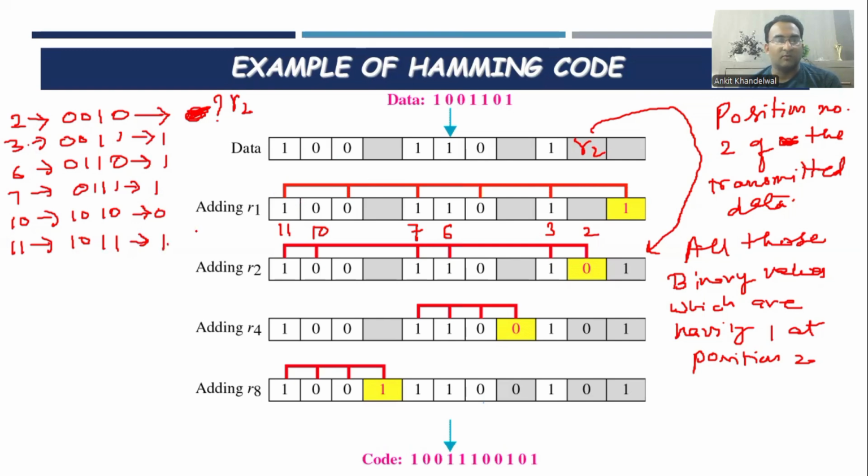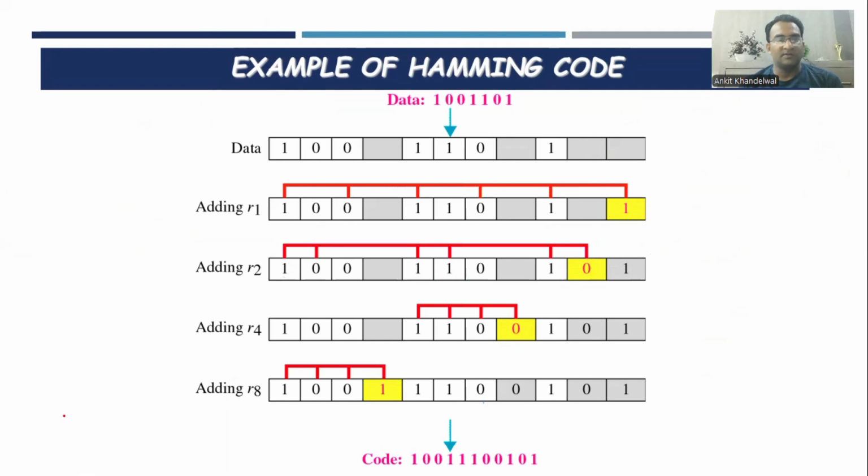So the total ones are 1, 2, 3, and 4. Now look over here: there is already an even number of ones. So the value of R2 is going to be 0. That's why the value of R2 is 0. Similarly, we are going to find the values of R4 and R8.